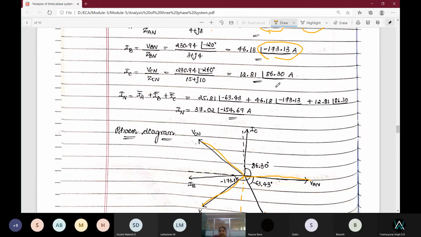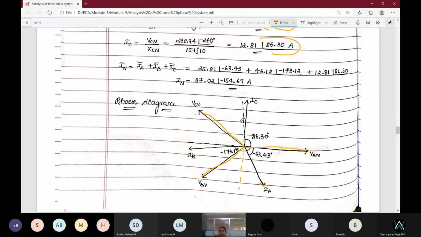And the third angle is plus 86. This is plus 90 here, so plus 86 will be near to 90. It is 86.36. This is how we draw the phasor diagrams.